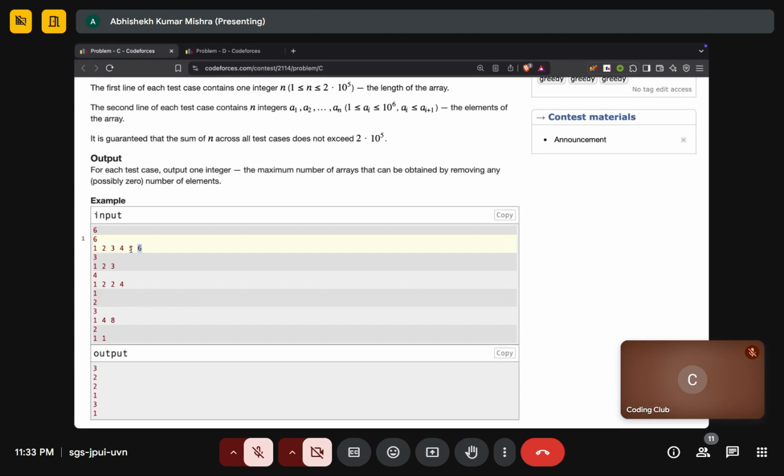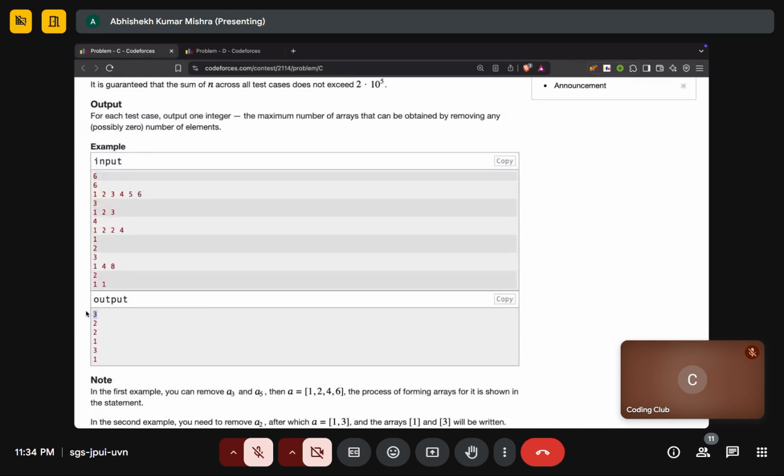On coming to the 6, on adding 1 to 5, it becomes 6, which is equal to the next element, that is 6. So we can't keep 6. So 1, 3 and 5 are the three arrays that we can make. So the answer is 3.